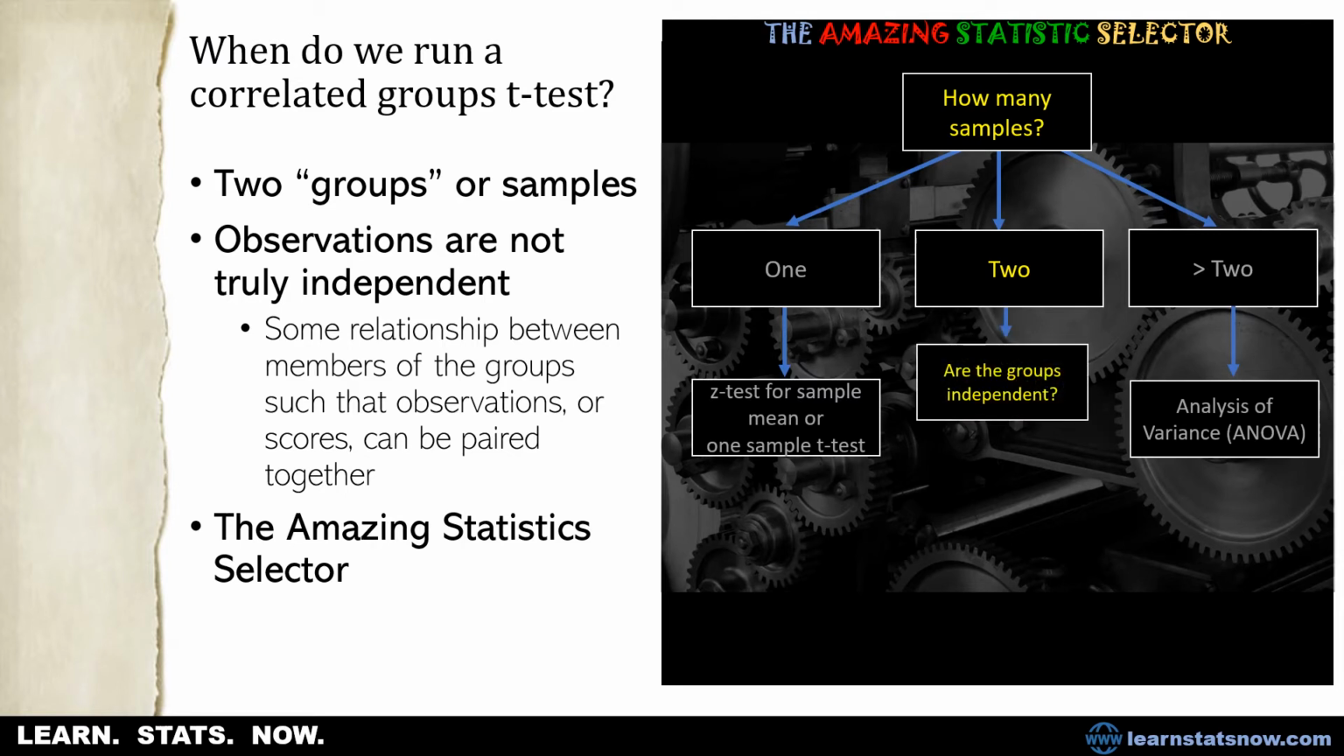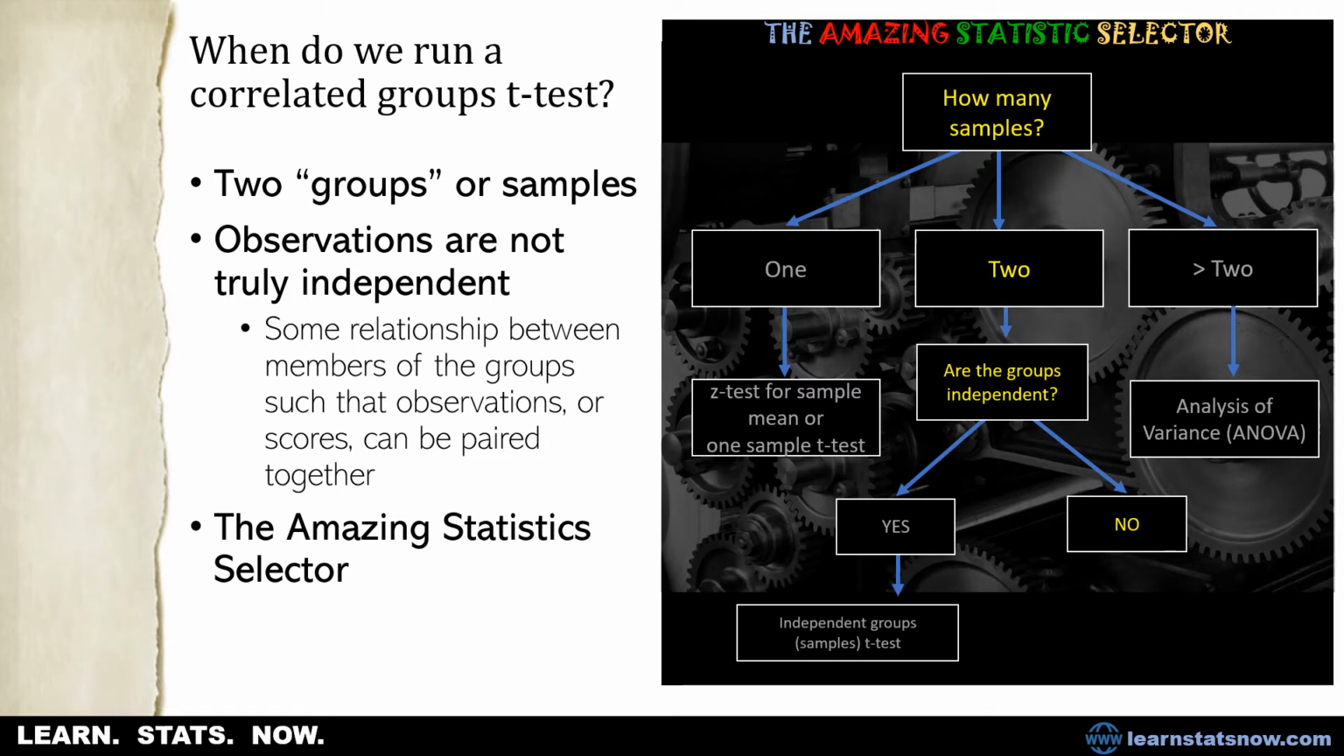But if you have two samples, really the only question left is, are the groups independent of one another? If there's random assignment, you know right away that they are independent of one another. And so if the answer is yes, we'd do an independent groups or an independent samples t-test. It's called either one of those two. But if the answer is no, that the groups are actually dependent or correlated, then we run what's called a correlated groups t-test. Again, it's also called a dependent samples t-test, depending upon your text.